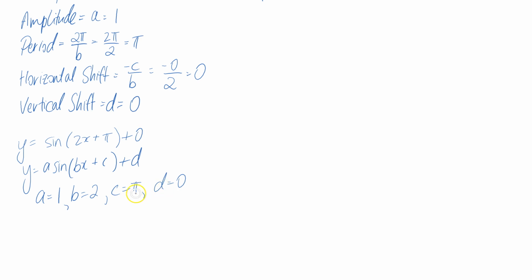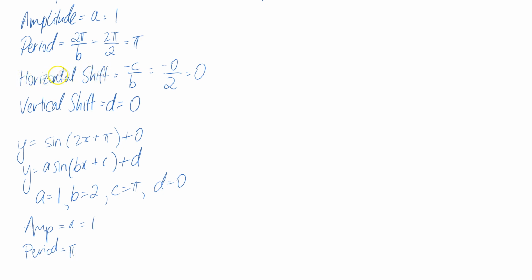Since we have a c value, we're going to end up seeing a horizontal shift. The amplitude is still a, which is still 1. The period is still the same, since it only depended on b, which didn't change. So the period is still going to be pi.